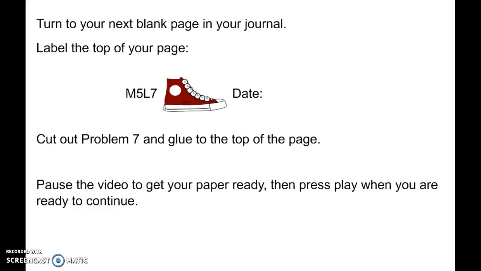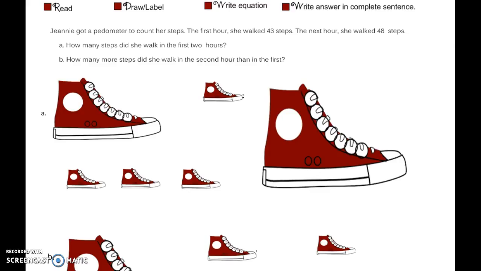Let's take a look at today's problem. Jeannie got a pedometer to count her steps. The first hour she walked 43 steps. The next hour she walked 48 steps. A. How many steps did she walk in the first 2 hours? B. How many more steps did she walk in the second hour than in the first?